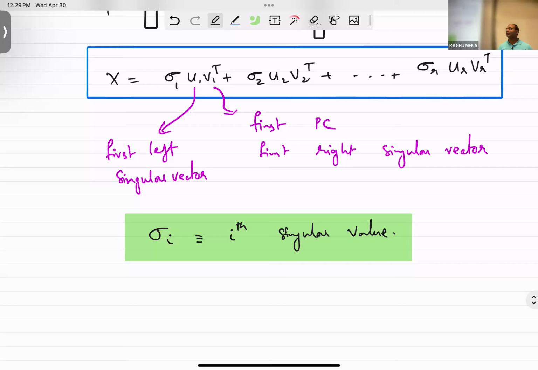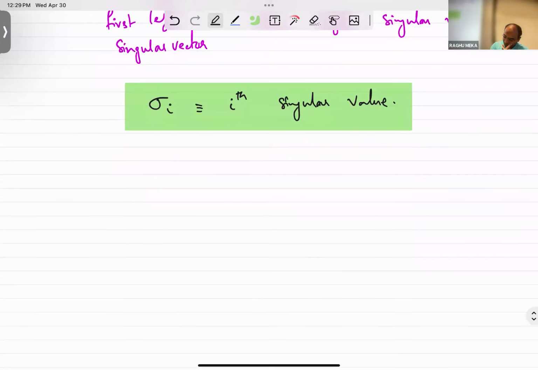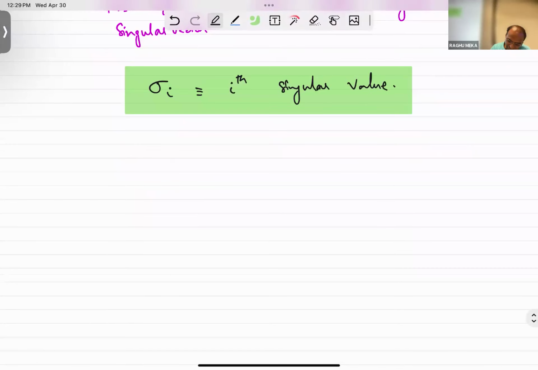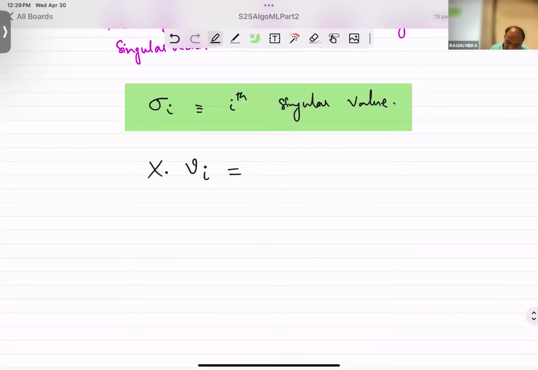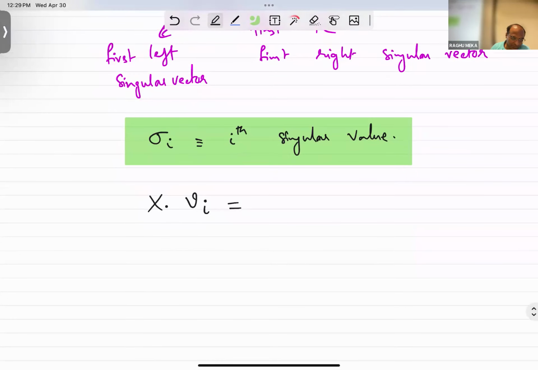All right. So how can I get such a thing? To do this, what we are going to do is play around with this X to get a form that will help us derive an algorithm. The first property that we will use is that suppose I compute X times v_i. What do I get? Maybe let me write it down this way.